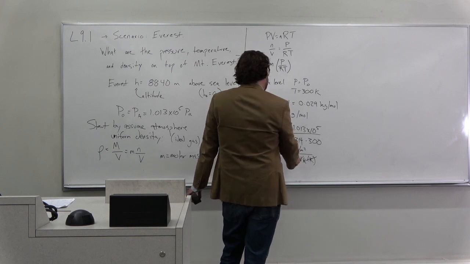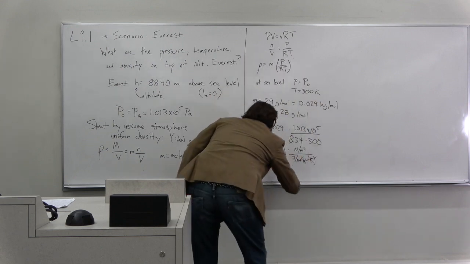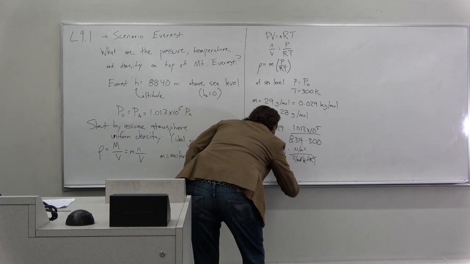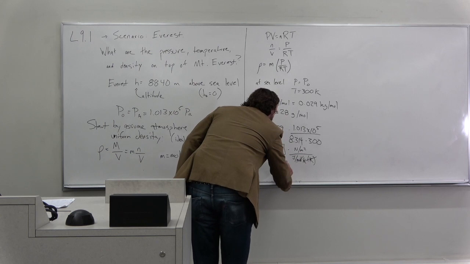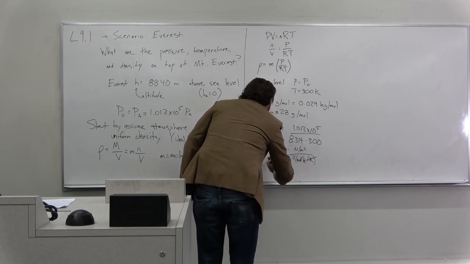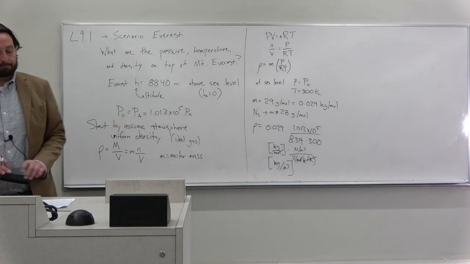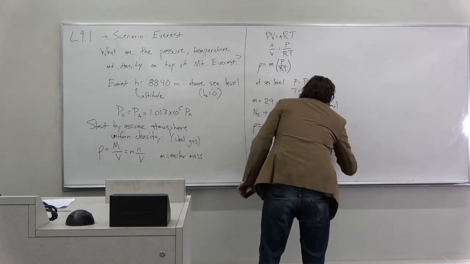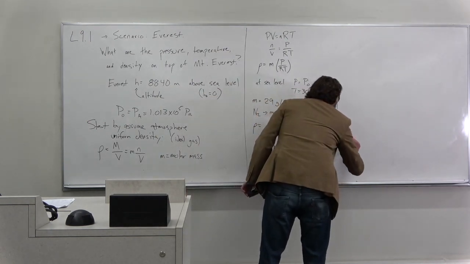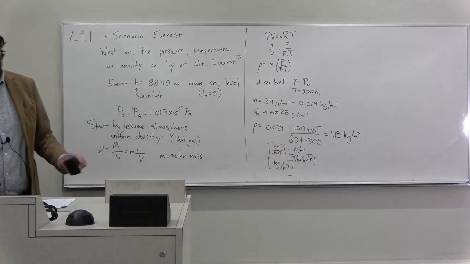A joule is a newton times a meter, right? So now we have kilograms, newtons up top times meter, so that's kilograms per meter cubed. Great, that's what we expect for a density. So our answer, calculated out, was 1.8 kilograms per meter cubed.